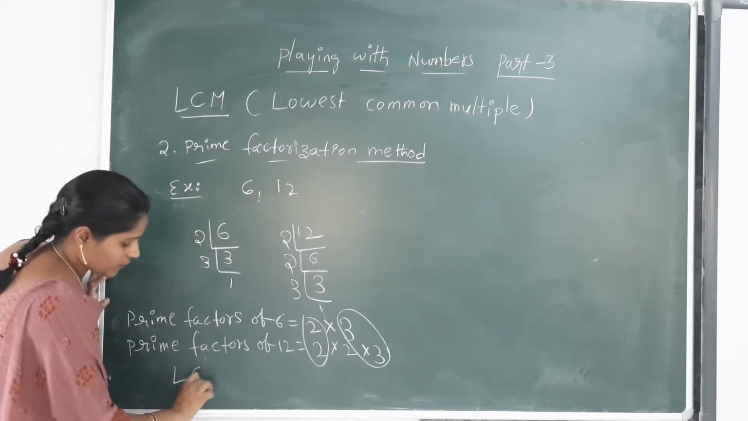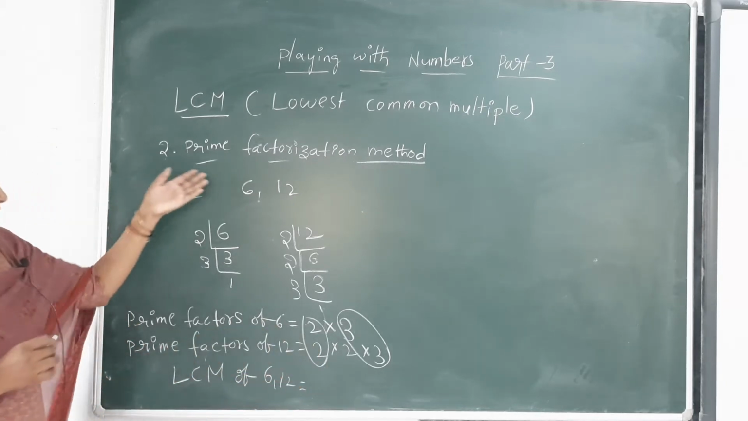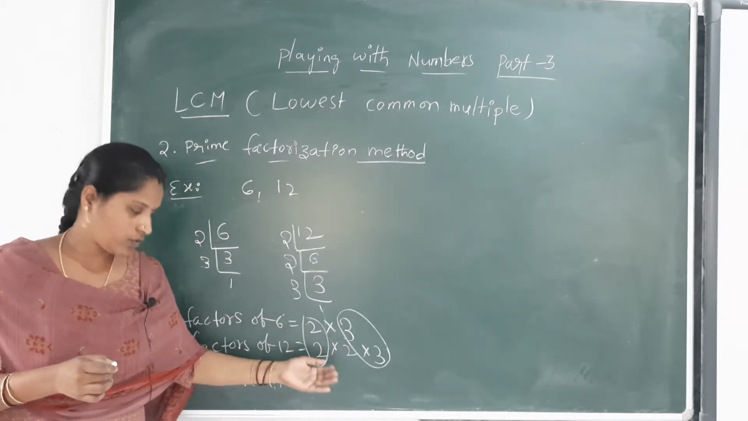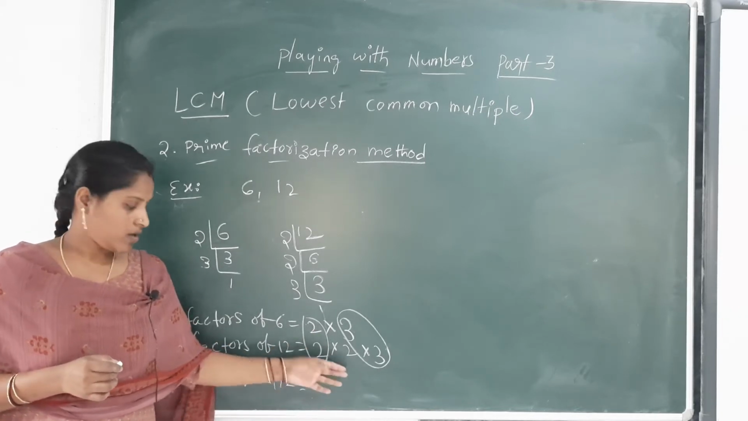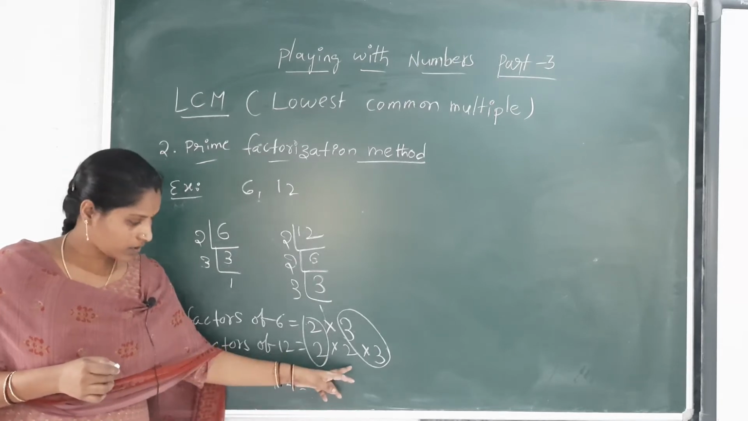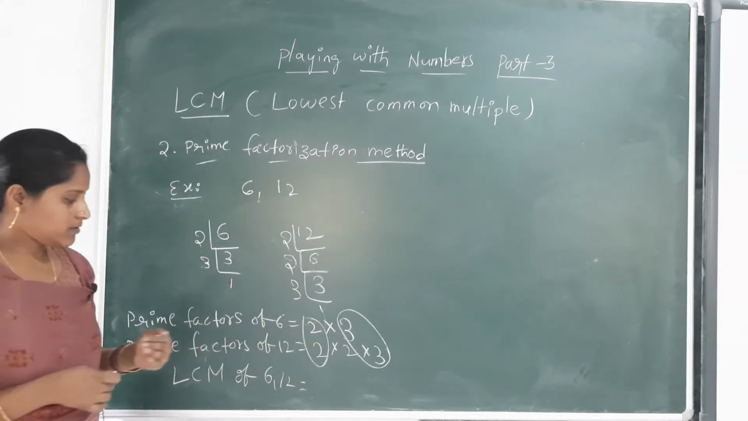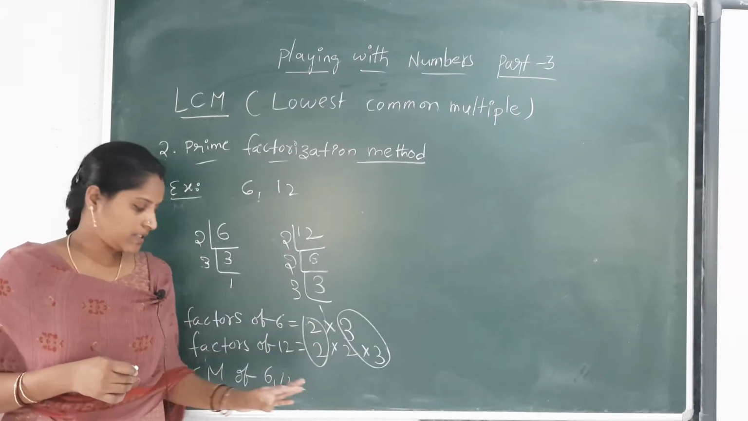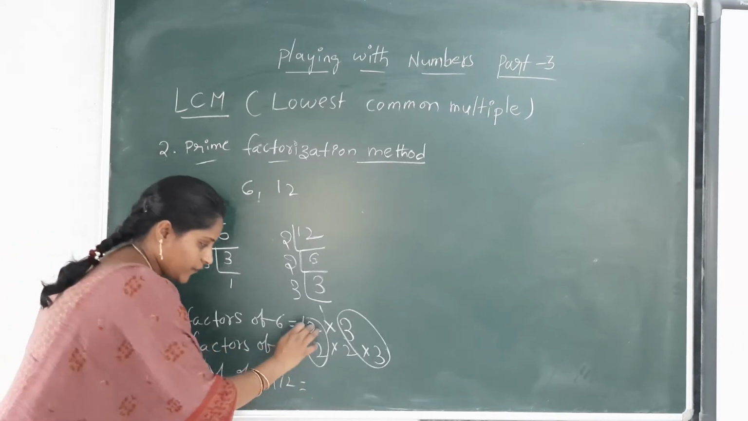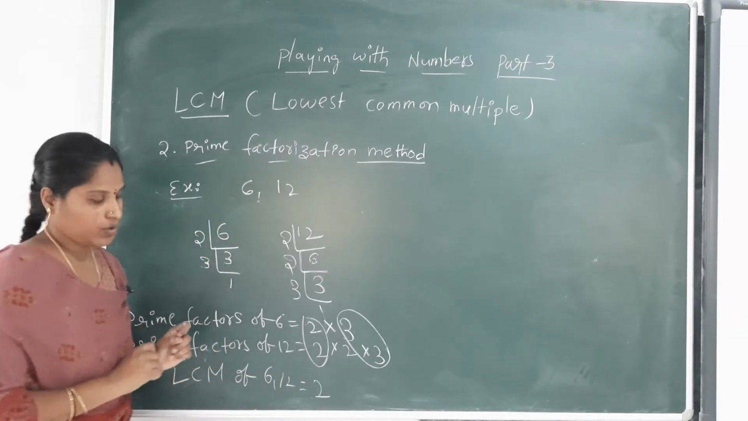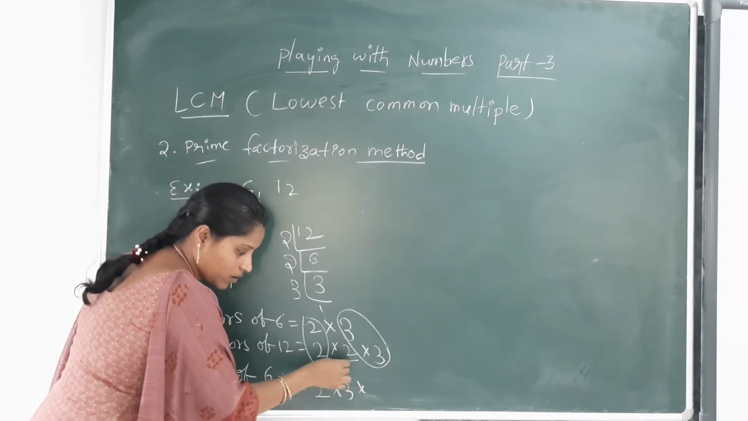Next, we are going to find out the LCM of 6 and 12. In this prime factorization method, we have to take common factors, and we have to take uncommon factors also. And then again listen, from these two common factors, one is enough for LCM. From these two 2's we have to take one 2 only, and from these two 3's we have to take one 3 only, and we have to take uncommon factors also.